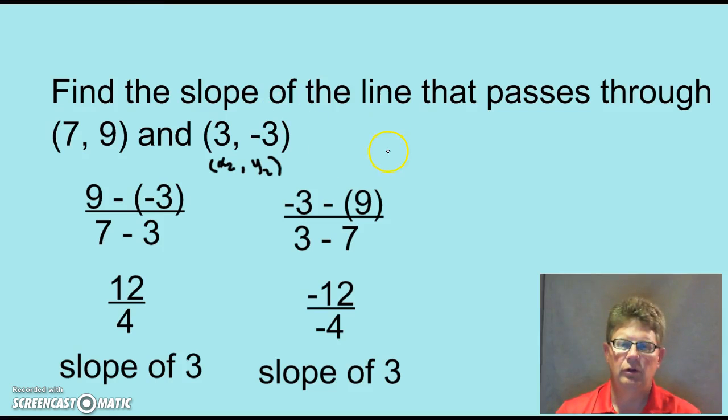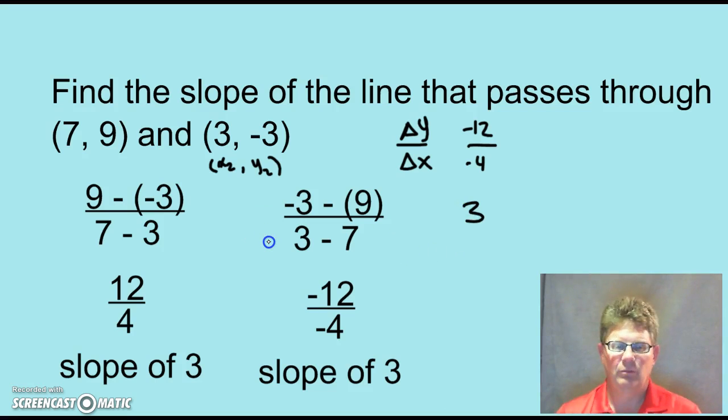Of course, if you use delta y over delta x, you just go from left to right. From 9 to negative 3, how much did y change? Negative 12, it went down 12. And from the change in x, 7 to 3, well, that went down 4. So delta y over delta x, negative 12 over negative 4, slope is 3. It doesn't matter which way you do it. Really, I don't mind which way you choose, whichever you like best.